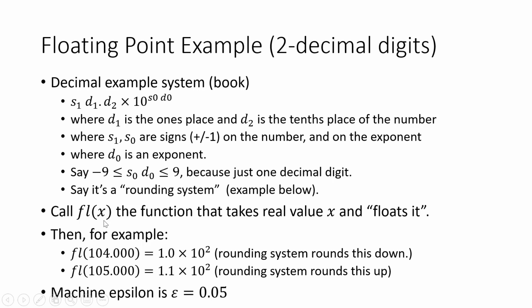And when I talk about an FLX, that's a function that floats a given real x and gives it back in the form of d1.d2 with the exponents and the signs. For example, if I have 104 coming in as my real number, when I quote-unquote float it, it's going to give me an answer of 1.0 times 10 to the 2. If I come in with 105, it's going to round it up. It's going to give me a 1.1 times 10 to the 2. So in this case, machine epsilon is 0.05, as we will see.